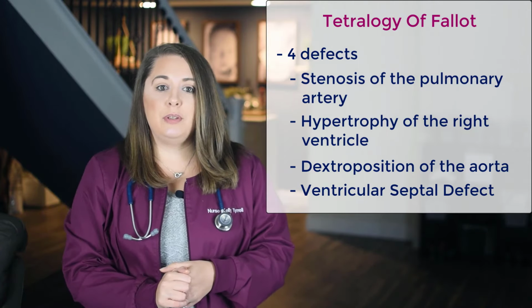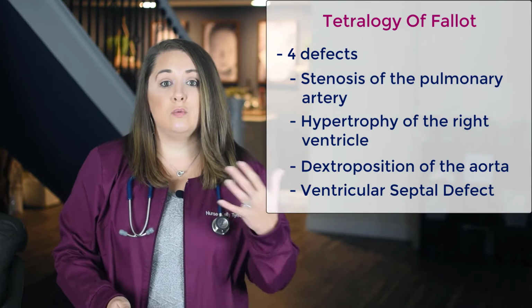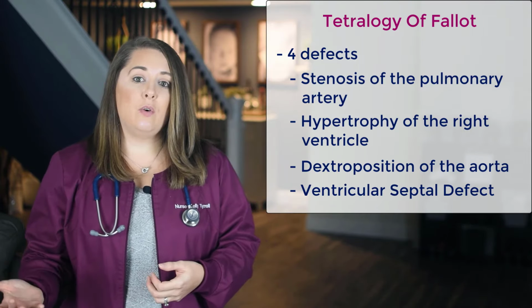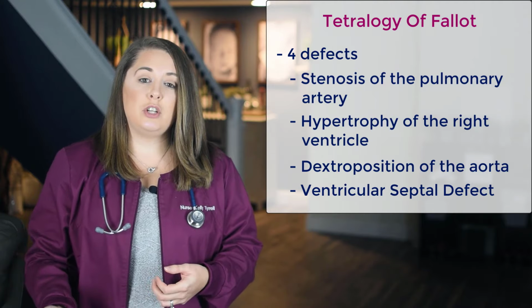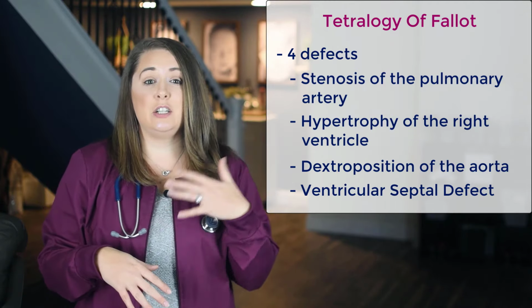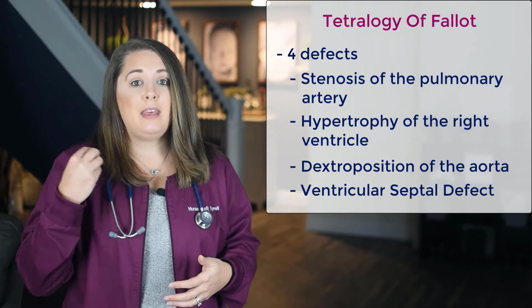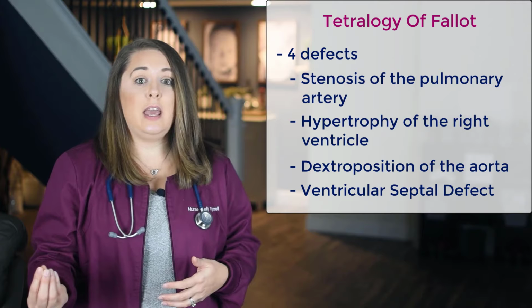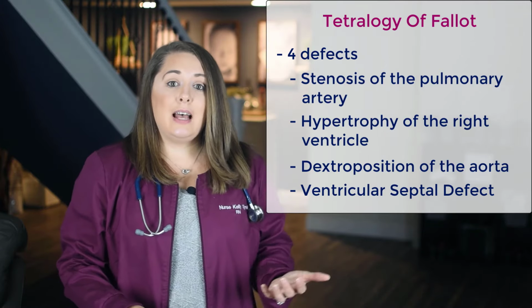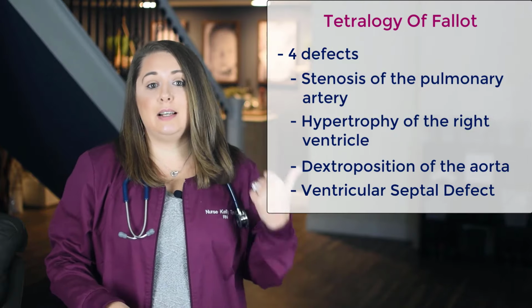Next, you have dextroposition of the aorta. And if you didn't know, the prefix dextro means right. So it means that the aorta is displaced to the right, which allows blood from both the right and the left ventricles to enter into the aorta, when typically only oxygenated blood from the left ventricle should be entering into the aorta. And the last defect is a ventricular septal defect, which we covered in detail in my last lecture.